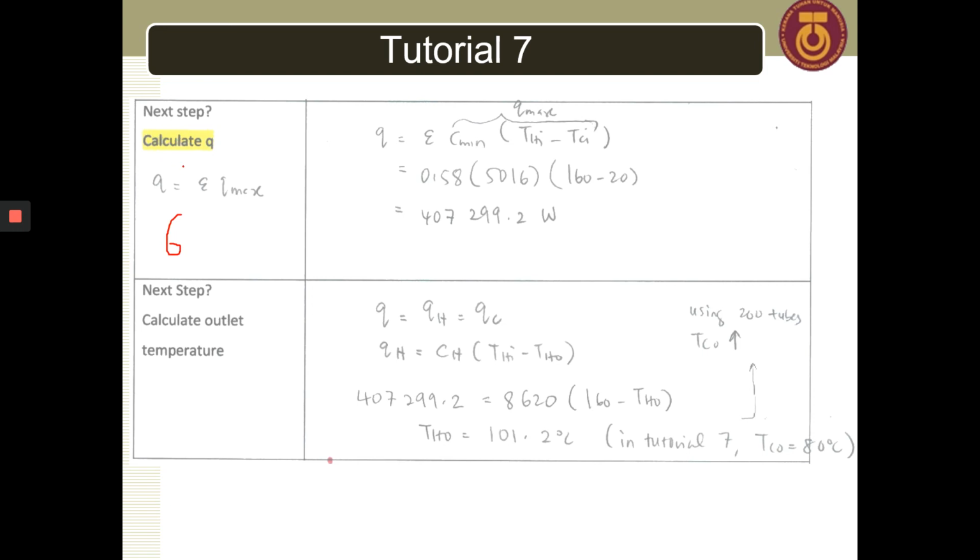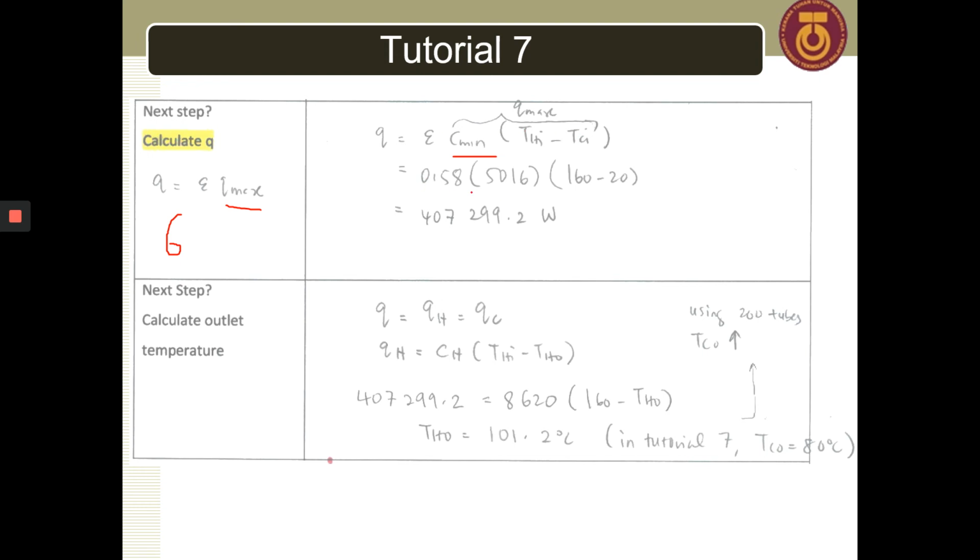Okay, so you want to calculate Q. Q is the effectiveness multiplied with the Qmax. Qmax is the same as last time, because Qmax is the maximum of the heat exchanger, which cannot be reached by any means. So that means it doesn't matter about the arrangement, if you have specified the temperature, the mass flow rate and the heat capacity.